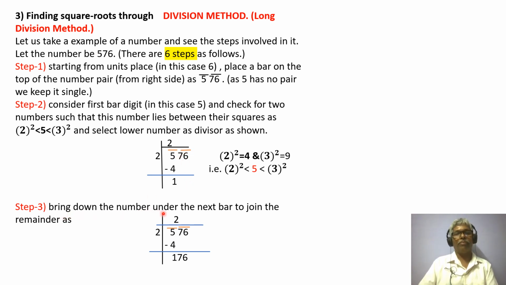Bring down the number under the next bar to join the remainder. See, it is here. 2 into 2 is 4 and bring this down. So this becomes 176. Okay. So these are the first 3 steps. Try to understand this and try to solve problems. We are going ahead and going through all the 6 steps. Okay. Next slide.